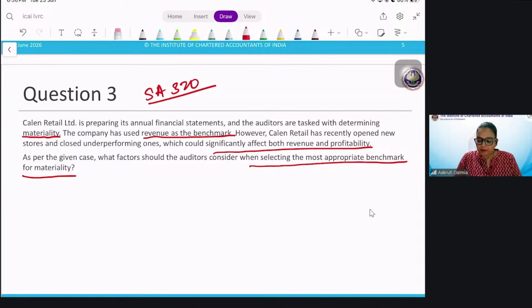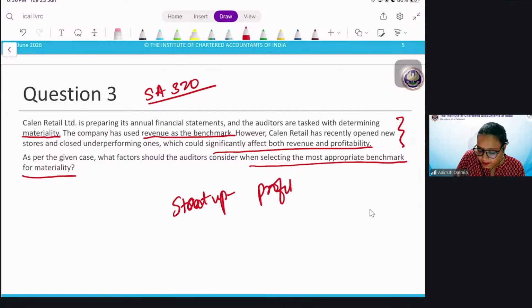Okay. So this is a direct question, which looks like an indirect one because a case study is given, but it's actually directly from the book. So what factors should we consider before selecting the most appropriate benchmark? Tell me this: if I am a startup, will you consider profit a benchmark? As an auditor, if I am auditing a startup, will you consider profit as a benchmark?